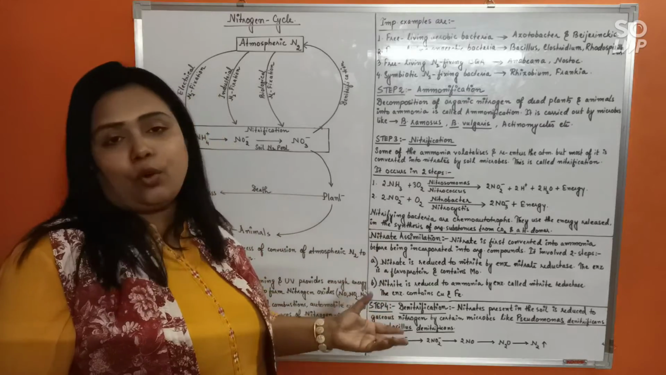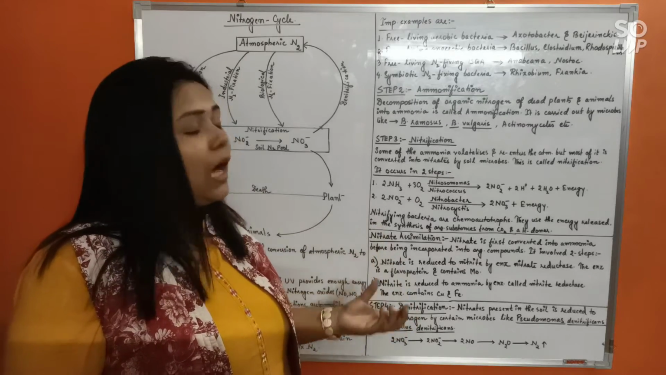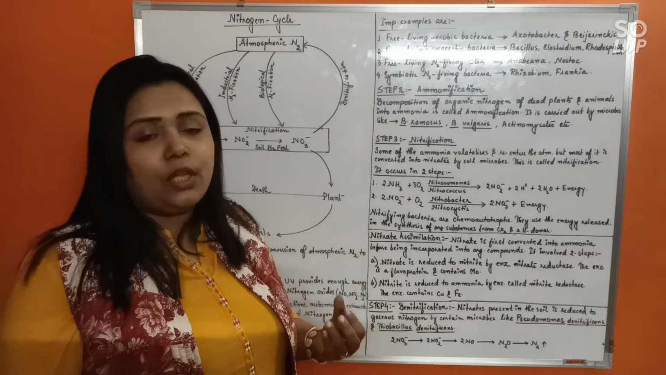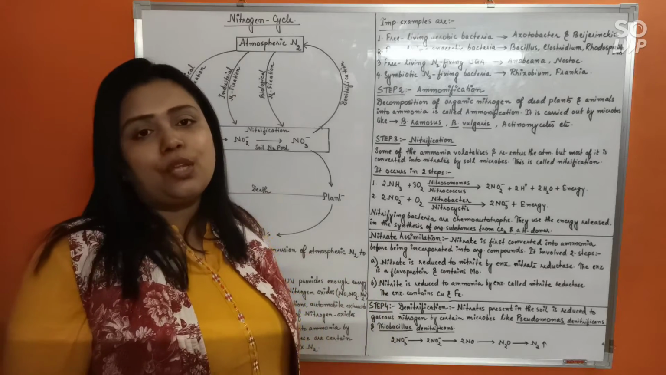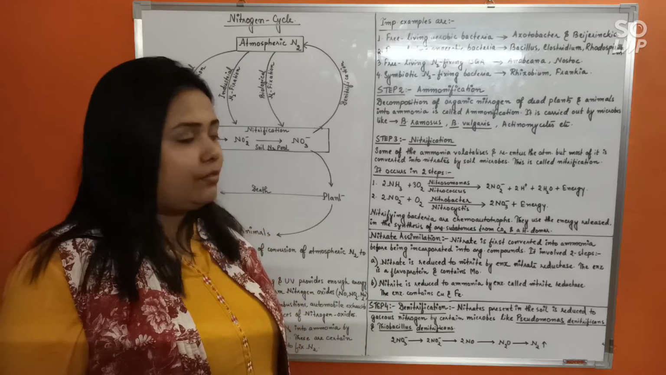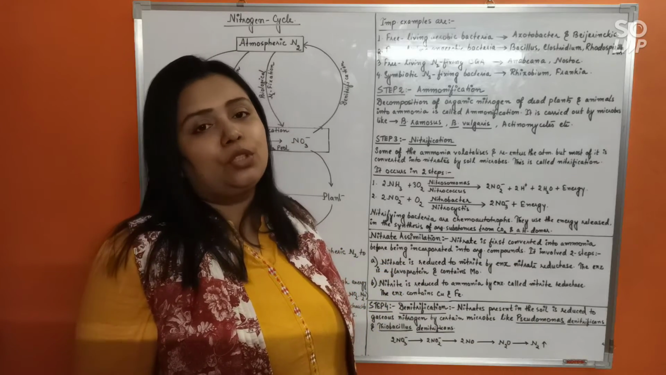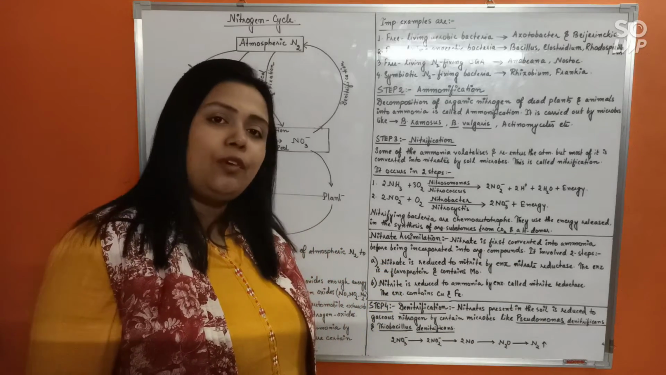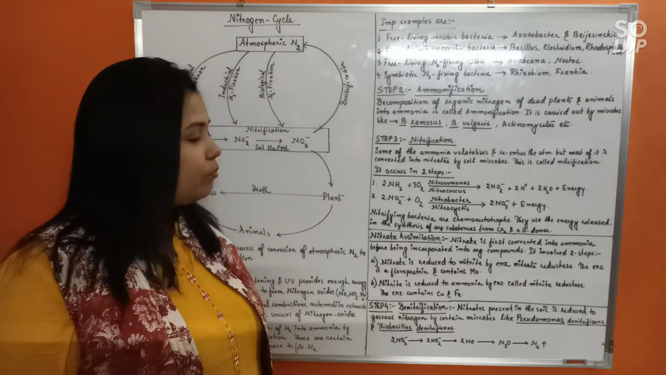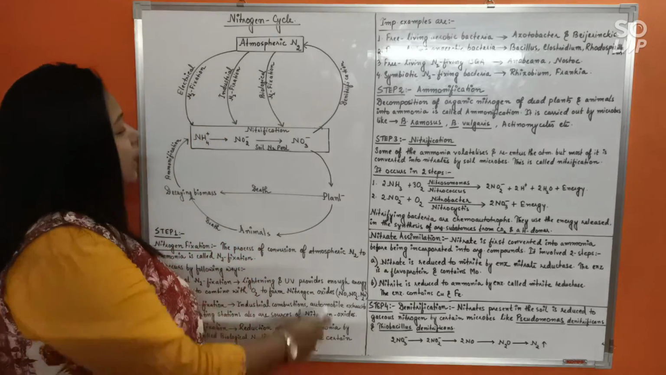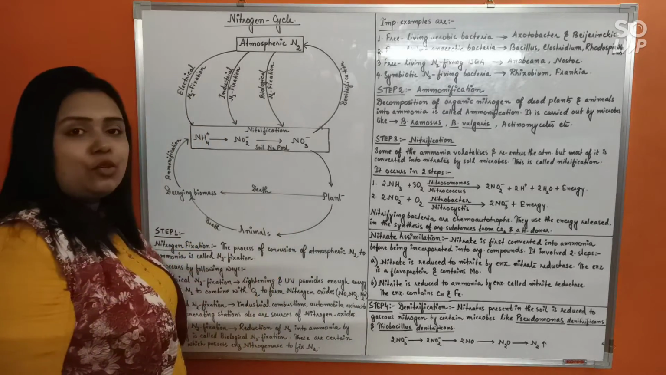So they are making their own food, but without using sunlight. So they are autotrophs, but they do not use solar radiation. That's the difference. So they are chemoautotrophic bacteria. That's very important for you to remember. Alright, understood this much?